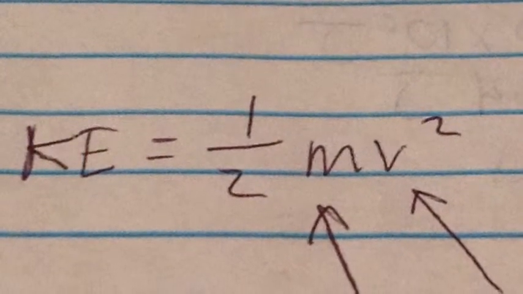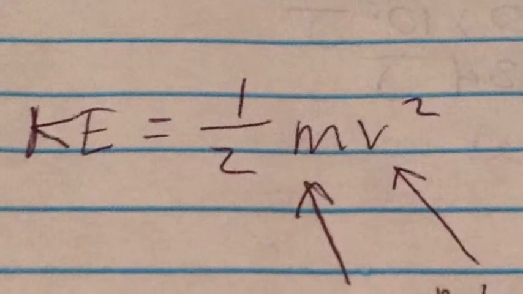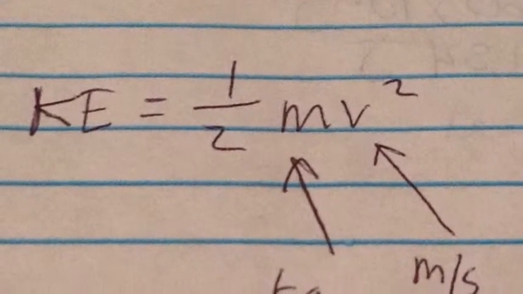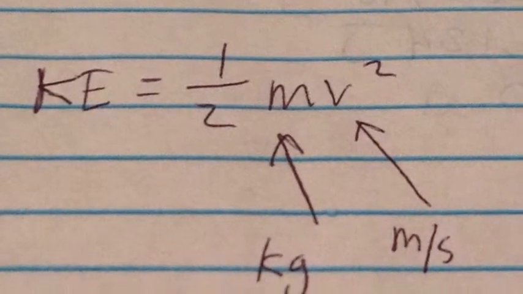To calculate the kinetic energy, we take 1/2 times the mass in kilograms times the velocity squared in meters per second.